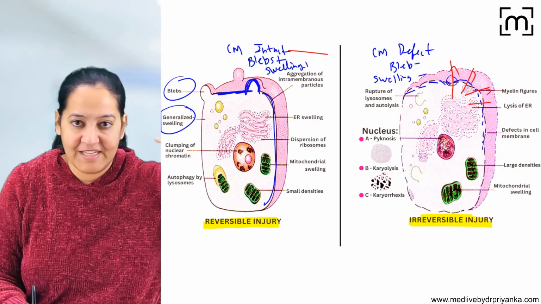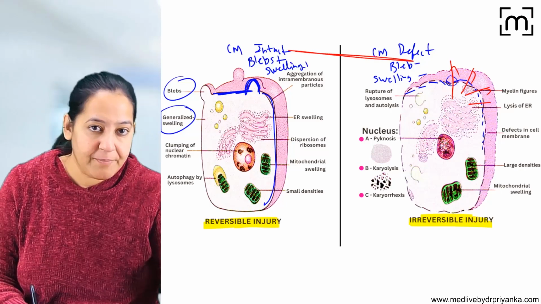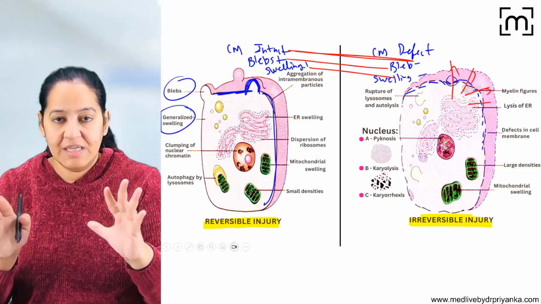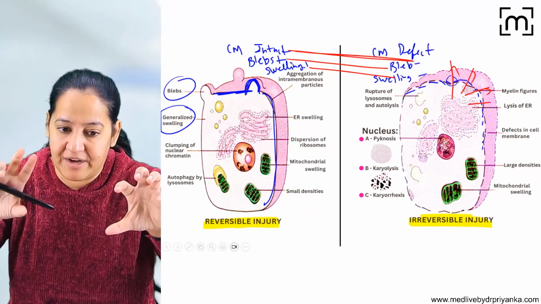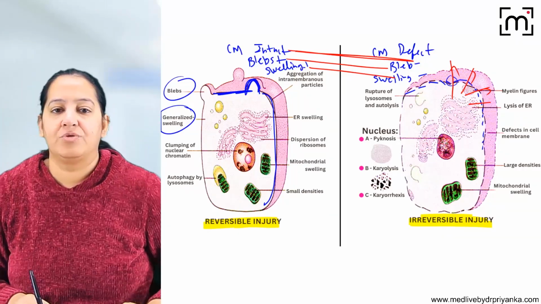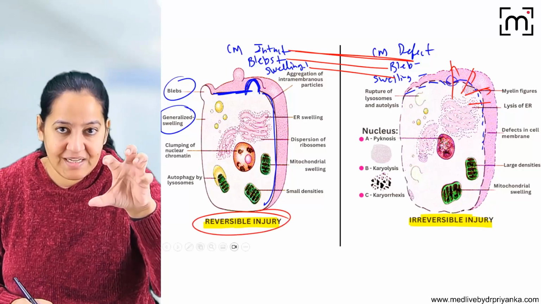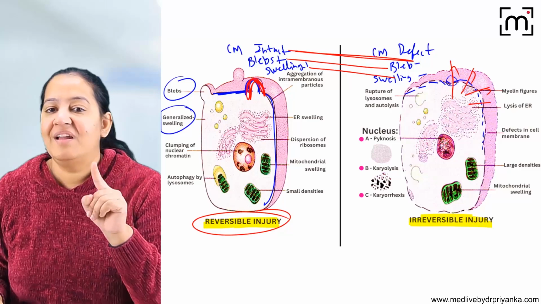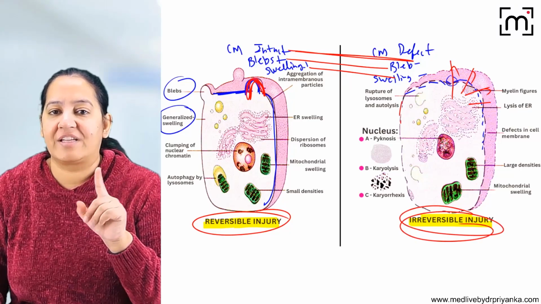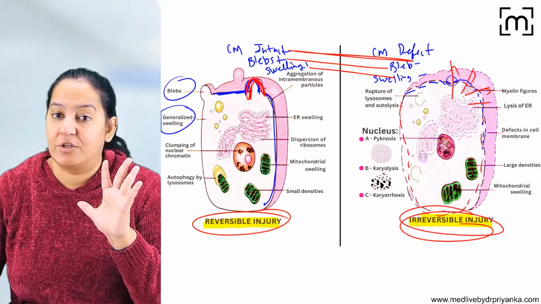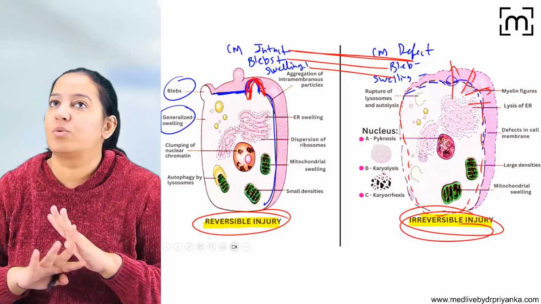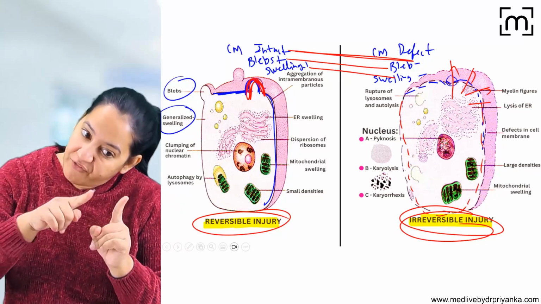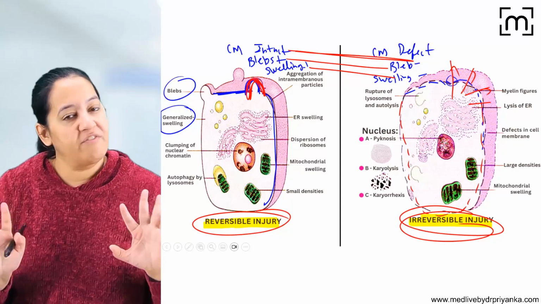So compare. Here the cell membrane is intact, here it is defective. Here blebs are present, here blebs are absent. Here swelling is present, here swelling is absent. These are the 3 differences in the cell membrane. In reversible injury, the cell membrane is intact, blebs are present, and the cell is swelled out. In irreversible cell injury, the cell membrane is defective, holes and gaps are present, so extra cytoplasm leaks out. No swelling, no bleb. Blebs and swelling are a feature of reversible injury, not irreversible injury. So we have compared the cell membrane.